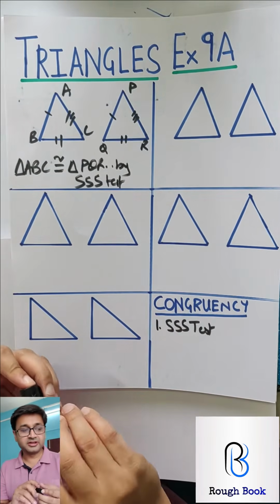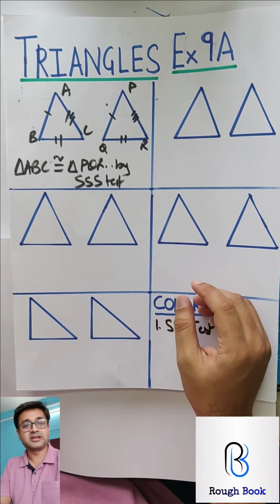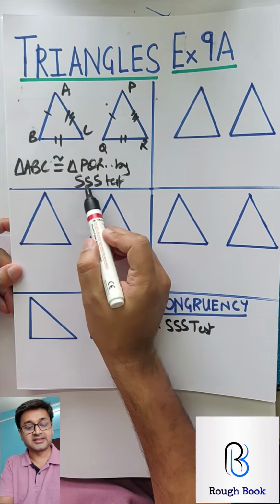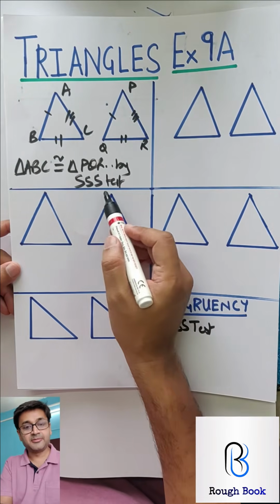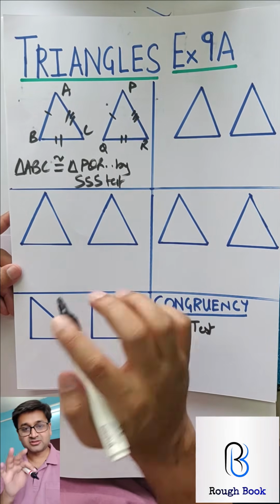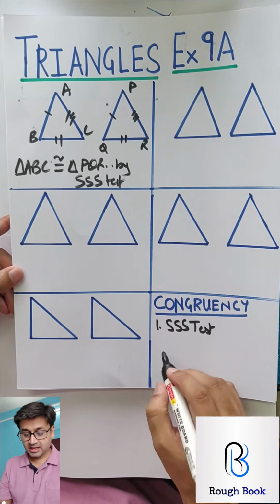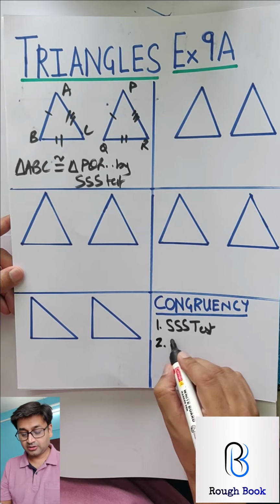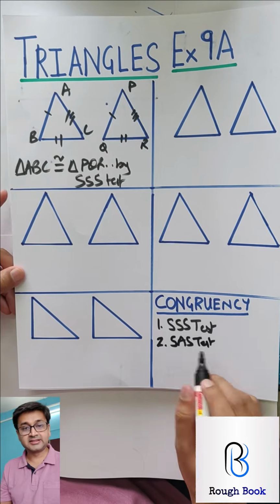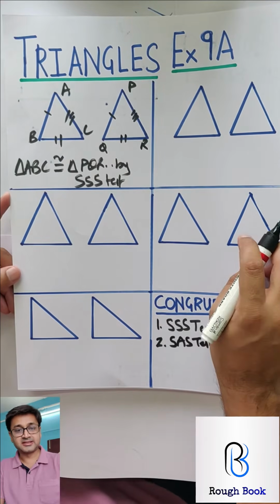So there are 5 different tests as I told you. The first and the basic test is SSS. SSS means all the 3 sides, the side test. This is an abbreviation allowed by the boards. So you can say SSS test when 3 sides are equal. The second test that we are going to talk about is the SAS test. So side, angle, side. A is angle and S is side.